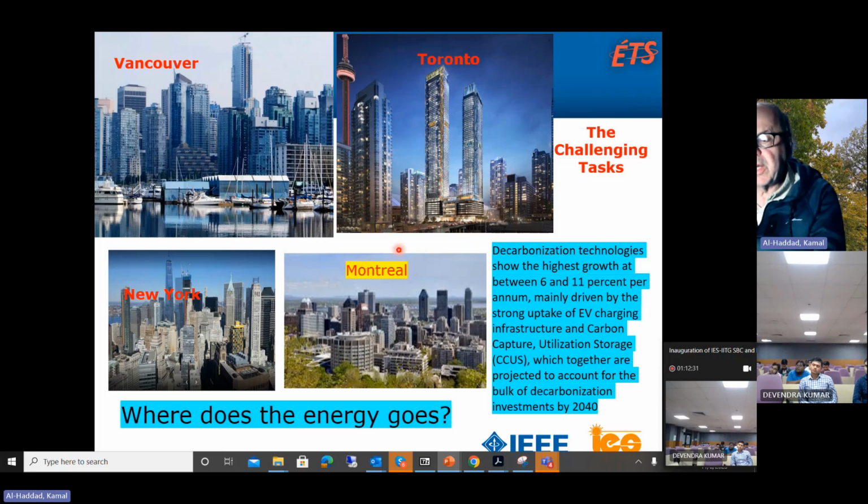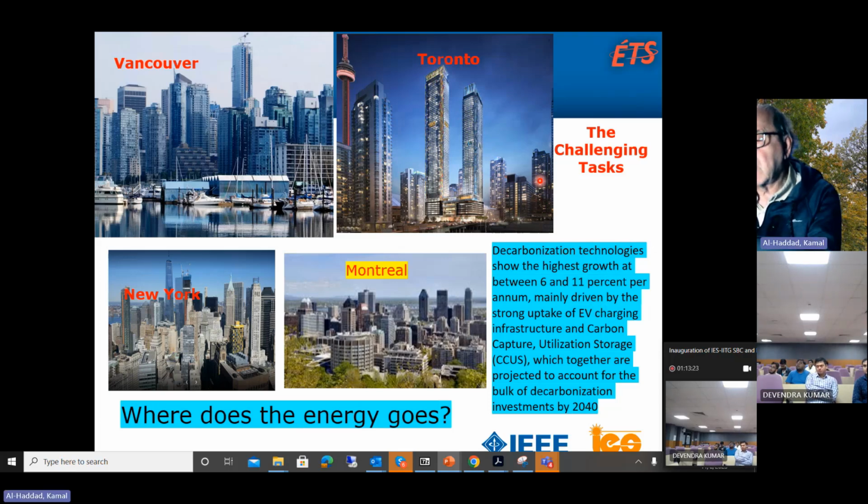Now, where does all this energy go? Why are we producing this energy and where does it go? Look at our cities. Whether you are in Toronto or in Vancouver or in New York, all the cities are made of big towers, and each of these towers, guess how many megawatts of power? A minimum of 2 to 3 to 4 megawatts of power is needed to operate each of these towers. The nominal capacity of the installation for each of these towers is about 4 megawatts. So this is where the energy goes.